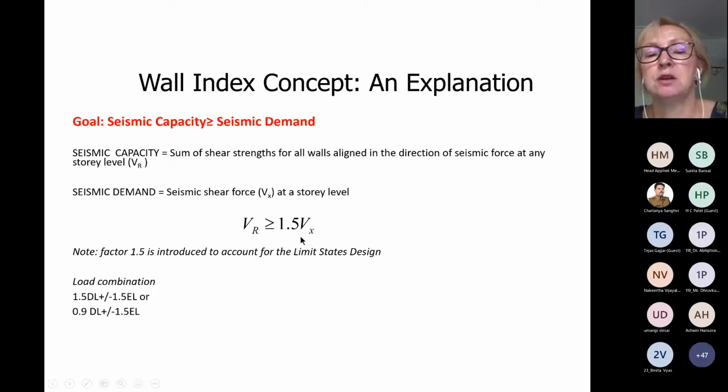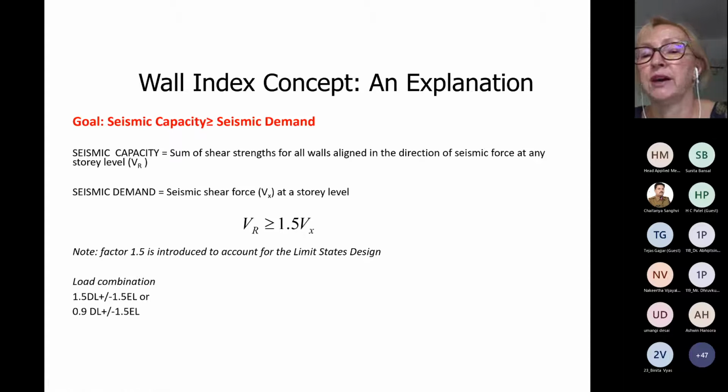So this force is determined from IS 1893. Today in the afternoon, you will have a review of the IS 1893 procedure. So this is a base shear force by IS 1893. And then why is this multiplier 1.5?